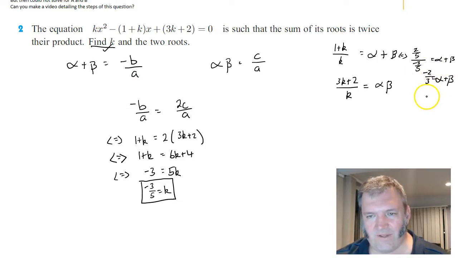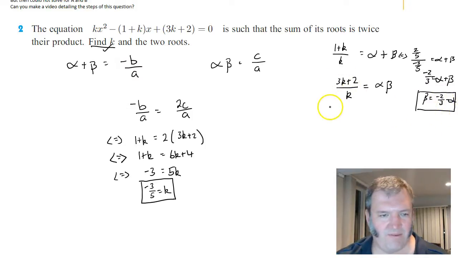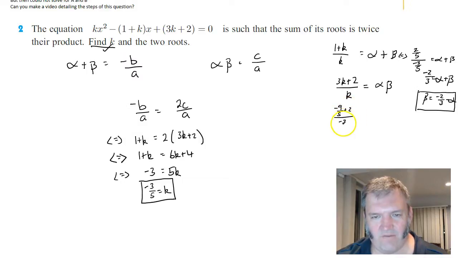So therefore, let's get that substitution happening. So beta would be equal to negative 2/3 minus alpha. That would be a substitution I'll be able to make now. Over here, I'm going to sub in the same value, negative 3/5 for k, so it's going to be negative 9/5 plus 2 divided by negative 3/5 equals alpha times beta. When I simplify that, I've got 1/5 over negative 3/5, which is just negative 1/3 equals alpha beta.